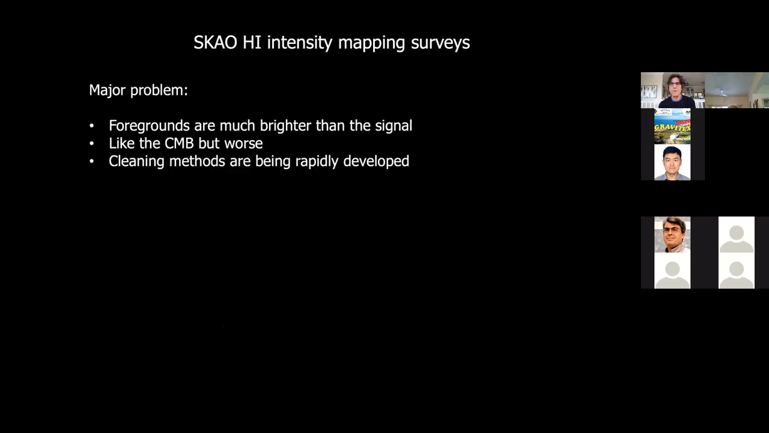It's not as good as it may seem from the previous slide. The catch is that foregrounds are much brighter than the signal. This is the same problem as exists for the CMB, but because the frequency is lower than the CMB, the foregrounds are more of a problem. However, a lot of effort has been put into cleaning the CMB signal, and a lot of those techniques can be carried over to 21 centimeter intensity mapping. And already the technology of cleaning methods is quite far advanced, even in advance of the first real measurements of this signal.